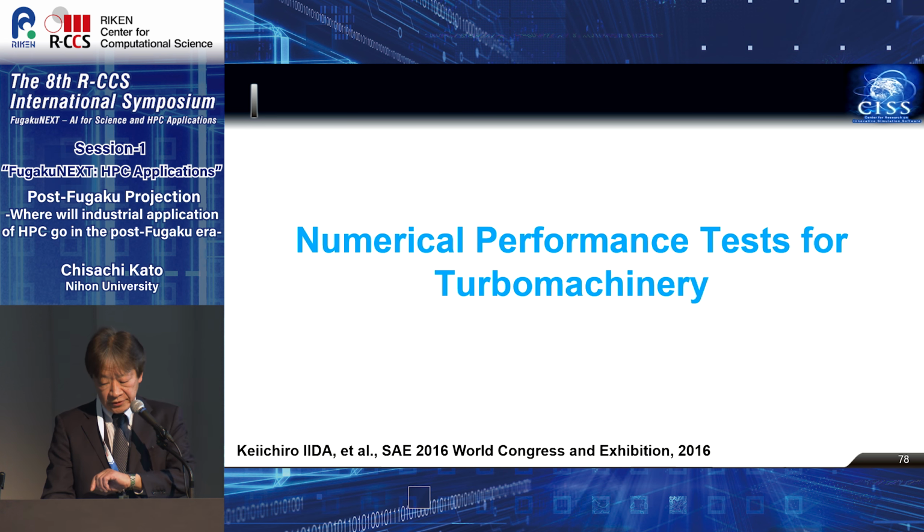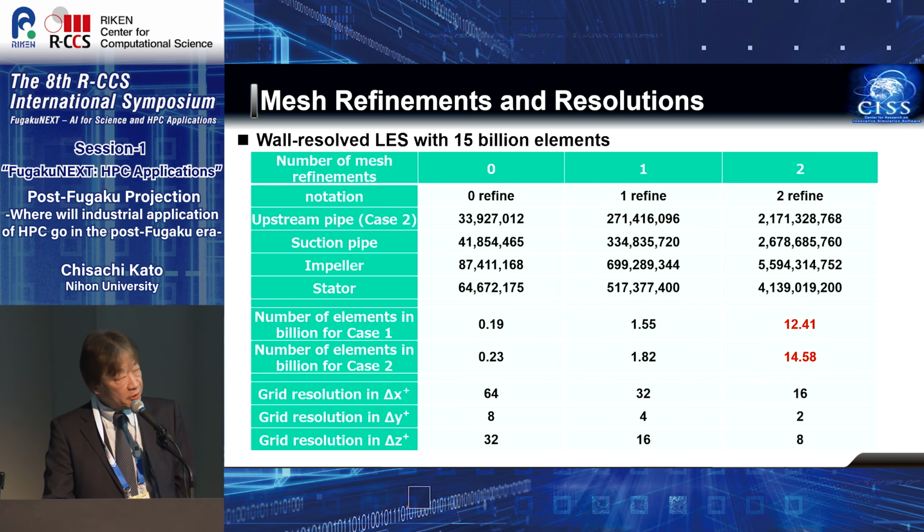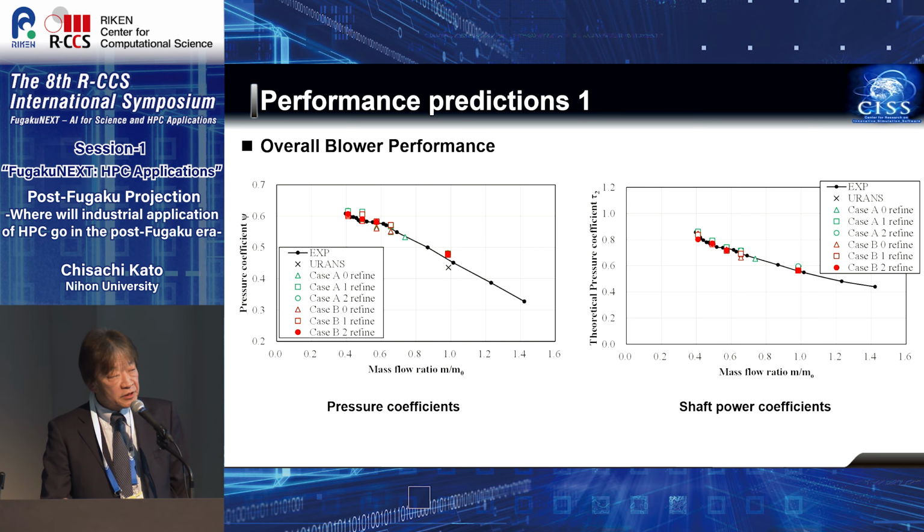Finally, some examples of turbomachinery. I'm going to skip some of the slides. Just one thing, we are using for this simulation 15 to maximum 18 billion grids. Turbomachinery applications are a bit more complex because you have to deal with the moving interface between the rotating impeller and stationary vanes. Okay?